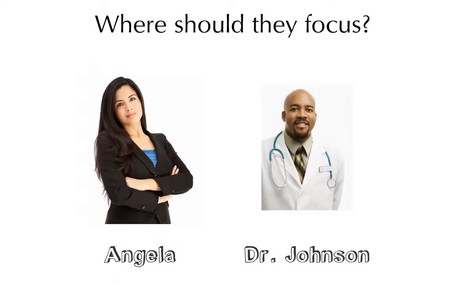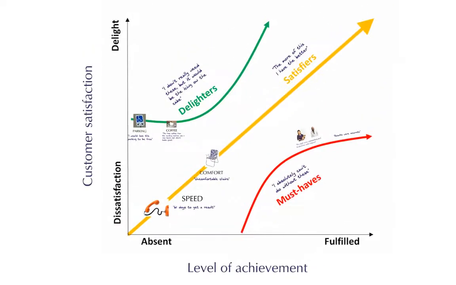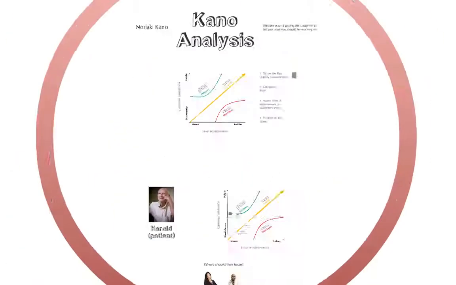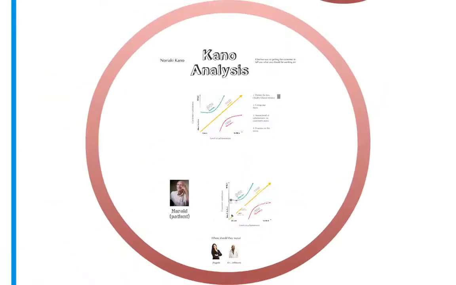So where should they focus? Angela and Dr. Johnson want to make sure they're doing the right thing. The important things to focus on are those in the bottom left-hand corner. So in this case, speed, comfort, parking, and coffee. And that's a Kano analysis, an effective way of getting the customer to tell you what you should be working on. If you'd like to do one after this, pause on the next slide.